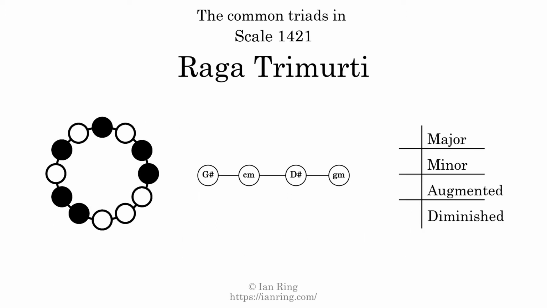0101100001101. Here are the common triads present in this scale. The diagram in the center is a graph of parsimonious voice leading between triads. There are 2 major triads. There are 2 minor triads. There are no augmented triads. There are no diminished triads. Here is a Hamiltonian path of parsimonious voice leading that uses all the triads.